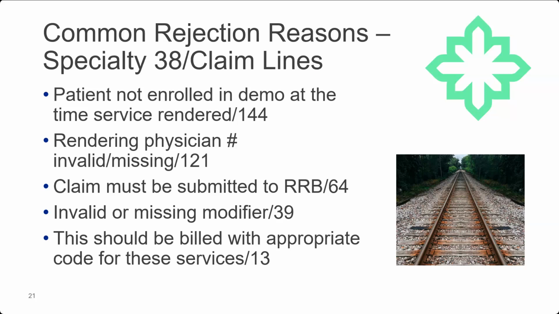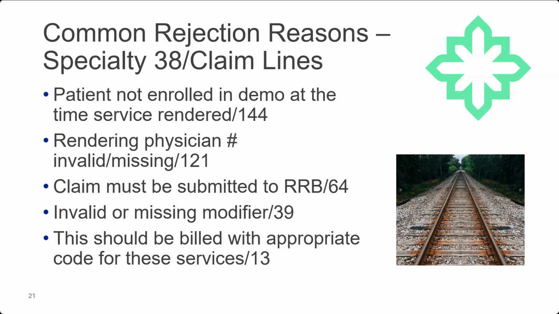frame. Rendering physician number invalid or missing, 121. Claim must be submitted to the RRB, that's the Railroad Board Contractor, 64. Invalid or missing modifier is another common reason, 39. And this should be billed with appropriate code for these services, 13 rejections, not denials. They're very different. Remember, the actions you need to take to fix it are different from that of a denial.